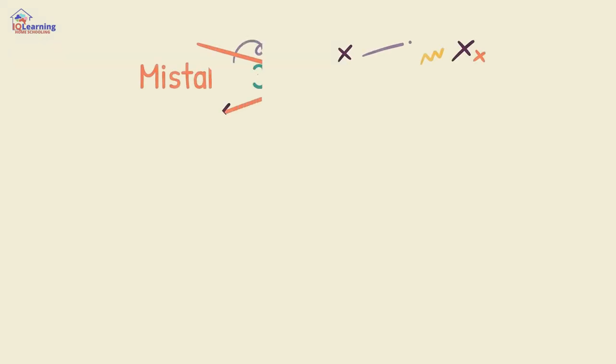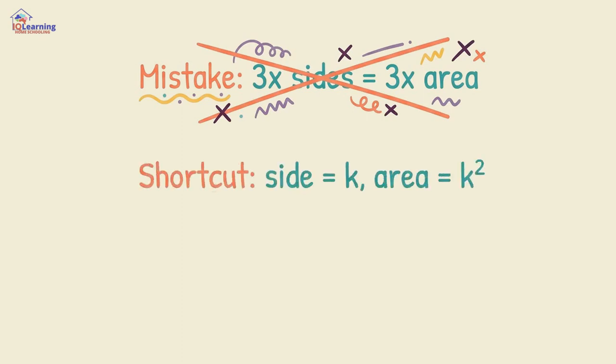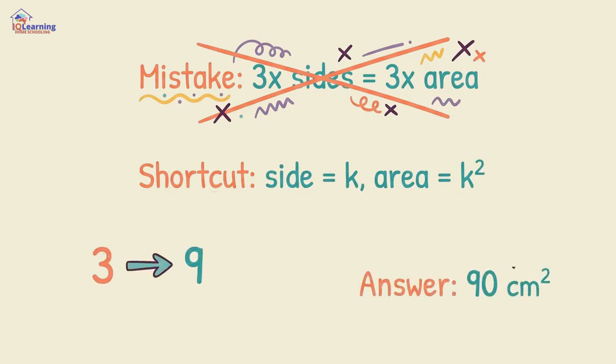A really common mistake is saying, the sides tripled, so the area triples. But area depends on 2 dimensions, not 1. Final shortcut. Side length scales by k, area scales by k squared. 3 becomes 9, and the answer is 90 square centimeters.